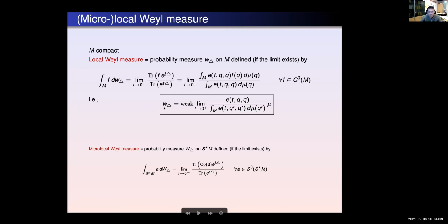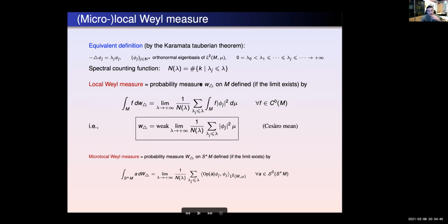So here is the local version of the Weyl measure, but this is the version on the base, on the manifold. Actually, we can also define a probability measure on the cotangent bundle that we call the microlocal Weyl measure, but I will not go into details here. By the way, this object has very good intrinsic properties, and it gives an intrinsic measure in sub-Riemannian geometry, which is also a topic in itself.